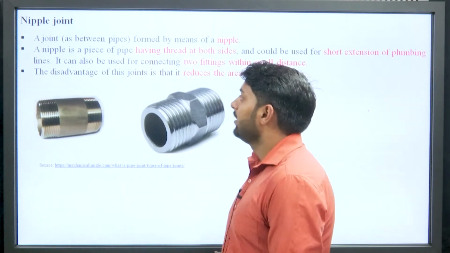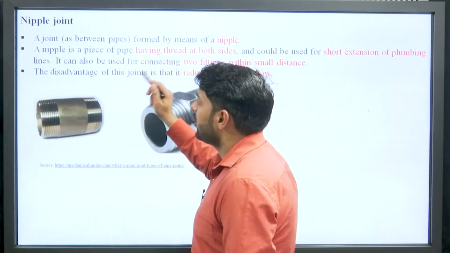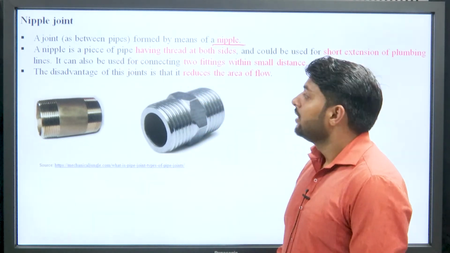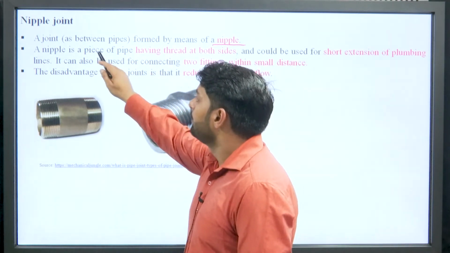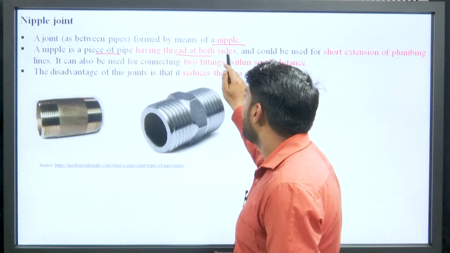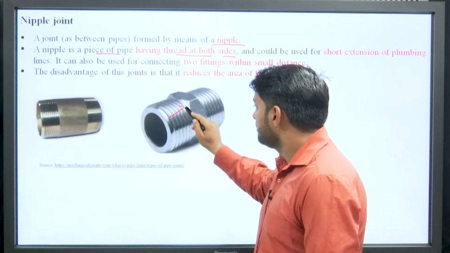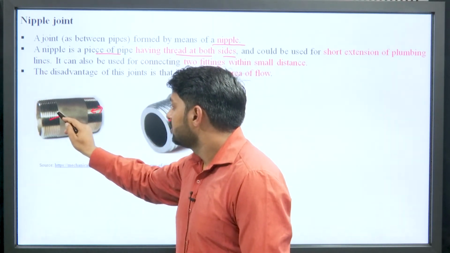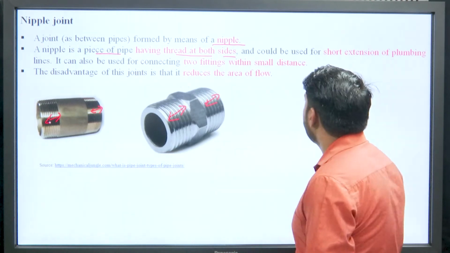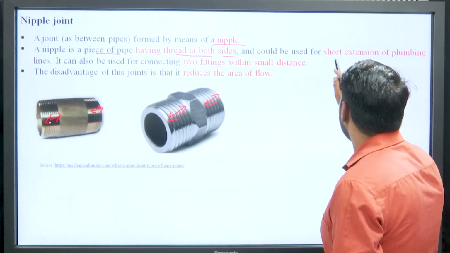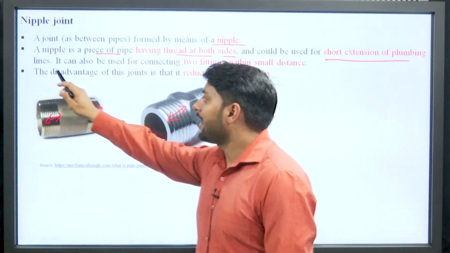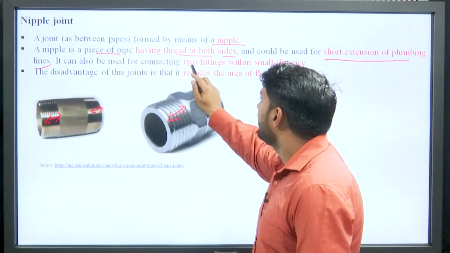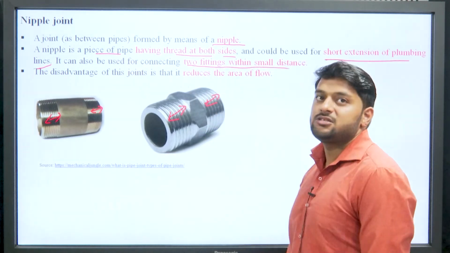Next one is nipple joint. In nipple joint two pipes are joined basically with the help of a pipe fitting, and that pipe fitting is a nipple, and this nipple is basically nothing but a piece of pipe having thread at both ends. This can be seen from these two figures where both ends have thread, and this pipe fitting is basically used for short extension of plumbing lines, and this short extension can be in the form of connecting two pipe fittings with a small distance.